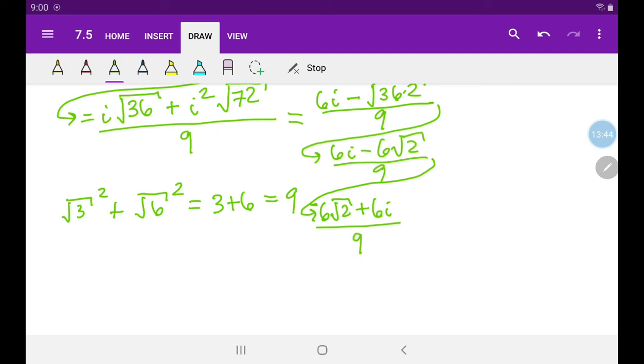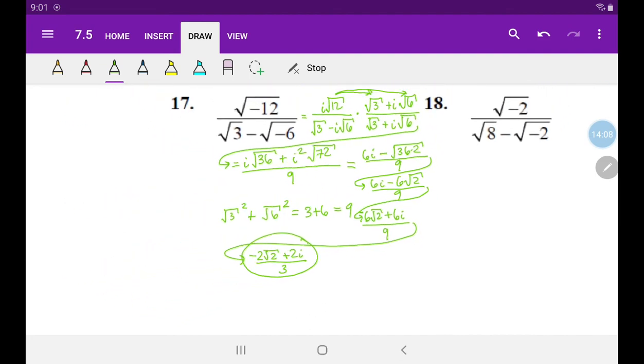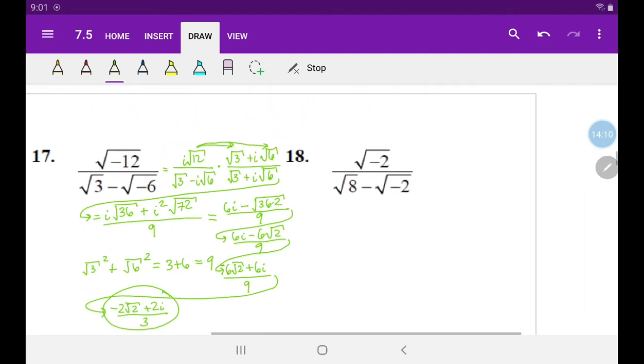Now, the numbers that we have outside of our square roots are all divisible by 3. So I've got a negative 6, a 6, and a 9. Those are all divisible by 3, so I can do that and reduce this to lowest terms. So this is going to turn into negative 2 root 2 plus 2i all over 3, right? And so that's your answer there, and probably the best way to write that. Okay, so that was number 17. We'll go ahead and do 18 because that's the same kind of thing.